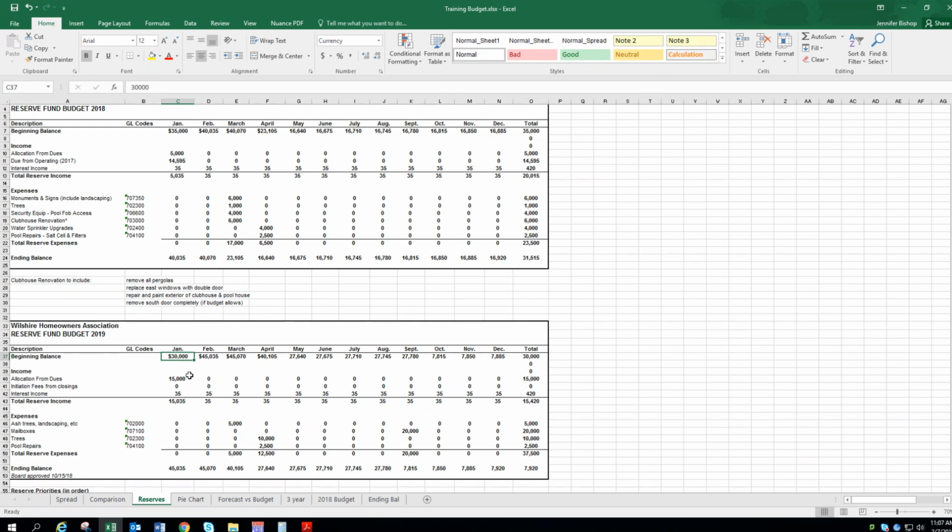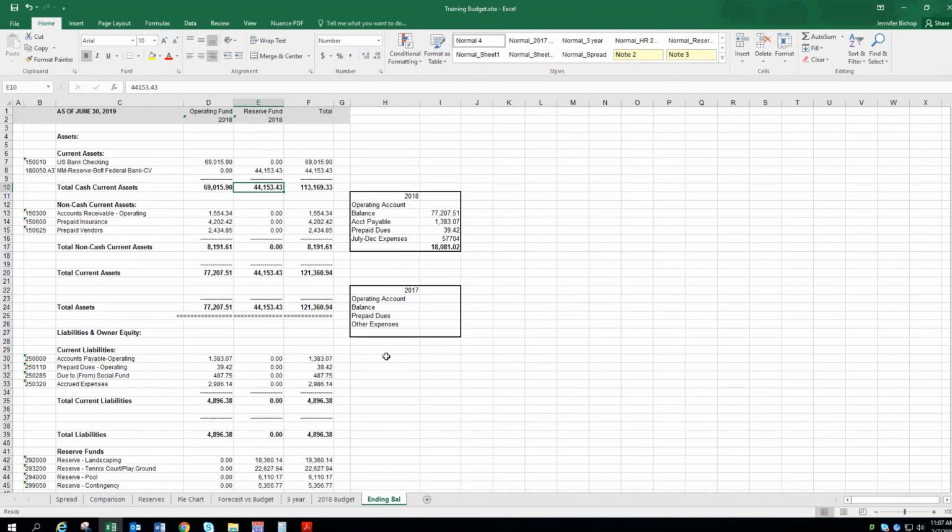We also see that we anticipate a beginning balance in January of $30,000. So we look at where does that number come from? Go to your worksheet tab, ending balance, and this is your balance sheet as of June 30th, 2019. So as of June 30th, 2019, it says we have $44,153 in the reserve account. Well, we're about $14,000 off from what we anticipate.